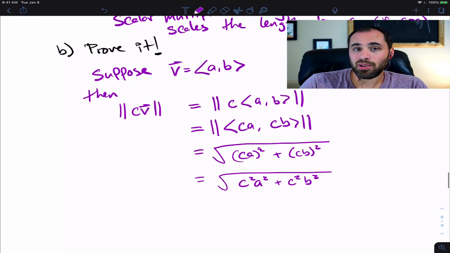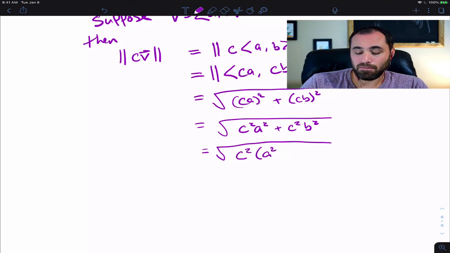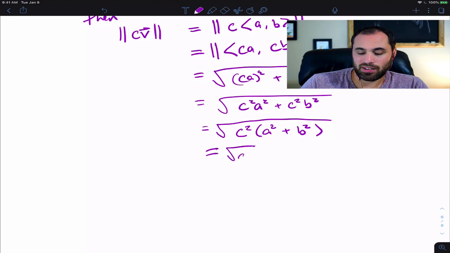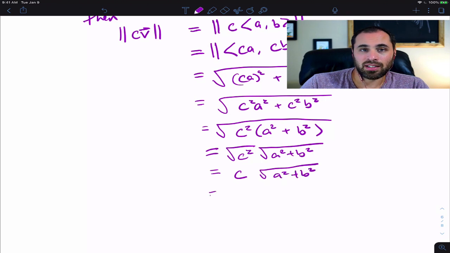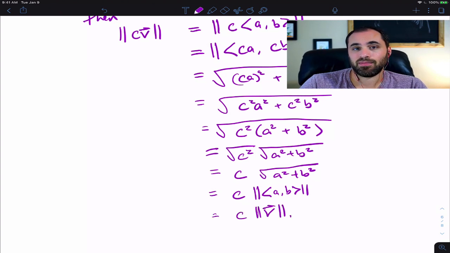We'll use some algebra, some of the principles of square roots, that they're multiplicative. And then what we get is we can factor out a c, and we see that this is exactly c times the magnitude of the vector (a, b), or in other words, c times the magnitude of v, as we want it. So QED.